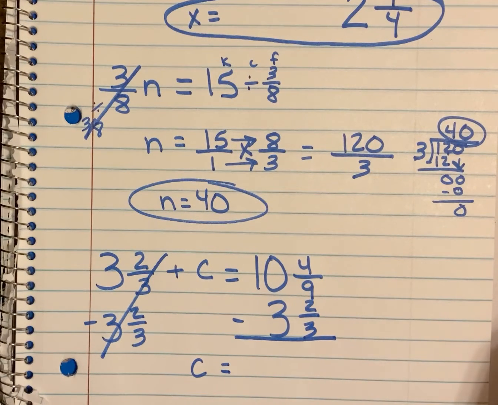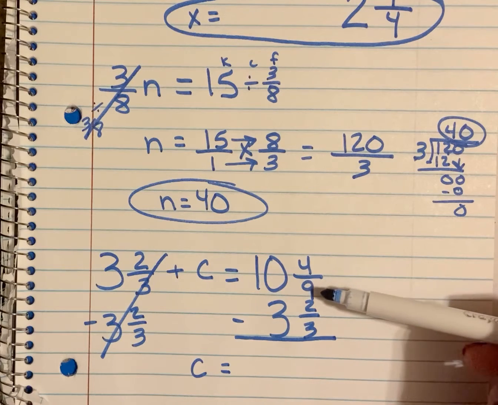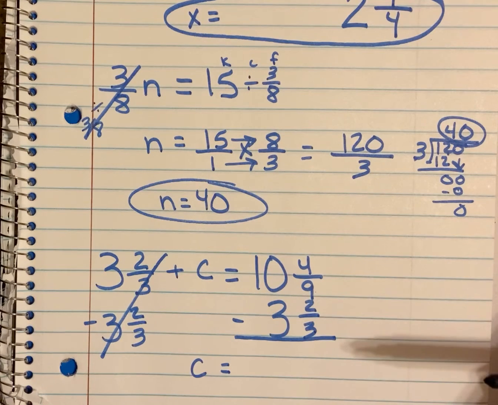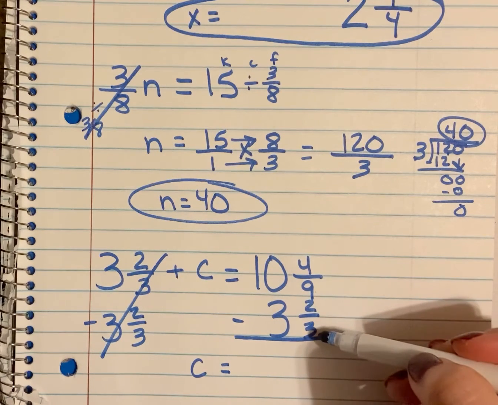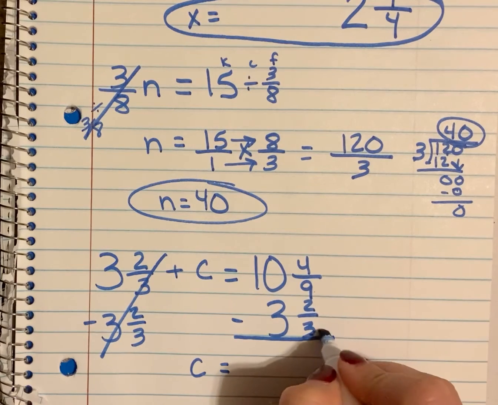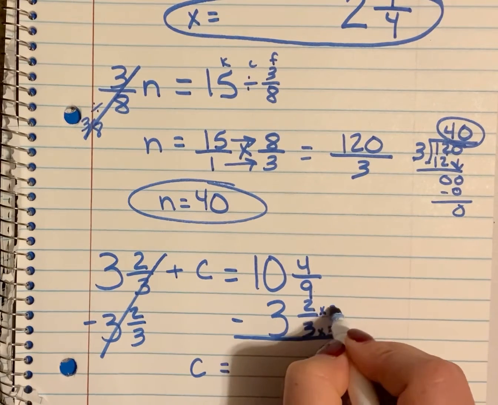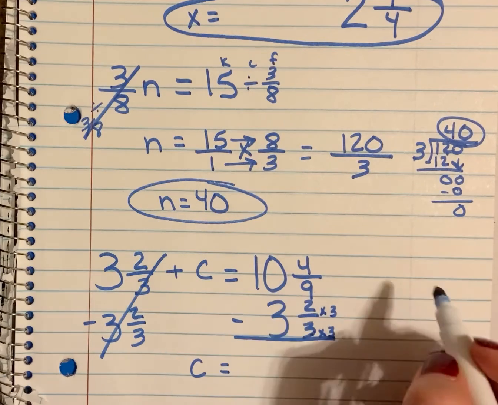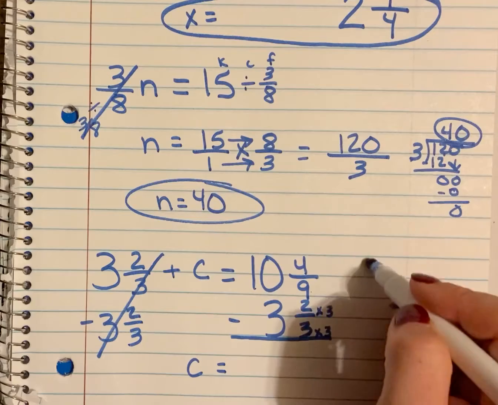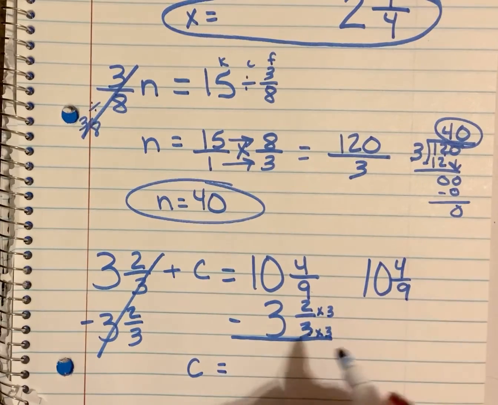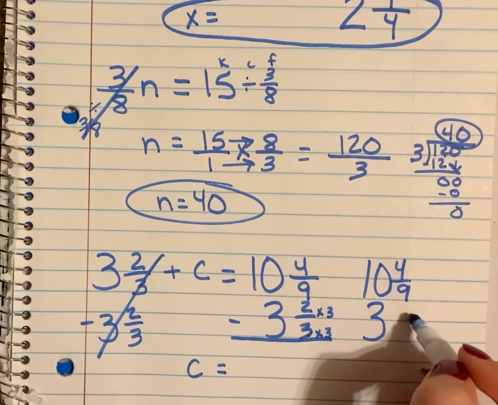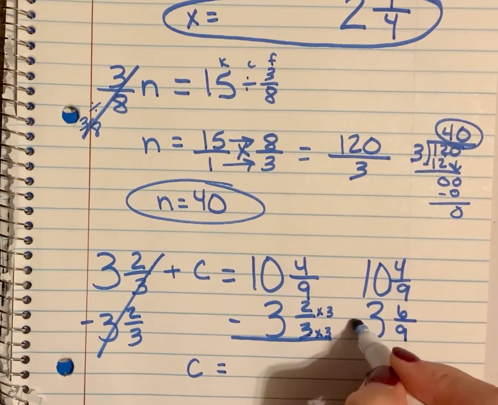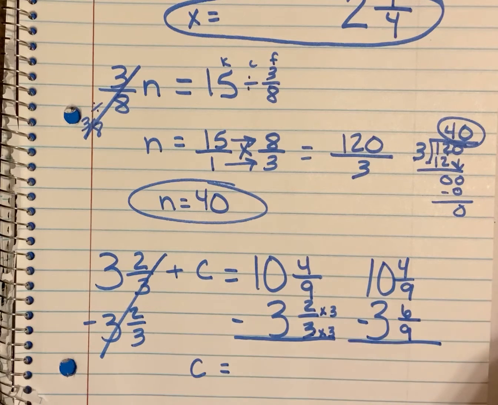Now we need to subtract. Can I subtract unlike denominators? No, I cannot. Good. So I need to change the 3. It needs to be a 9. So I'm going to multiply by 3. We're going to keep 10 4/9. And we're going to change this to 3 6/9. Now I have a common denominator to subtract.